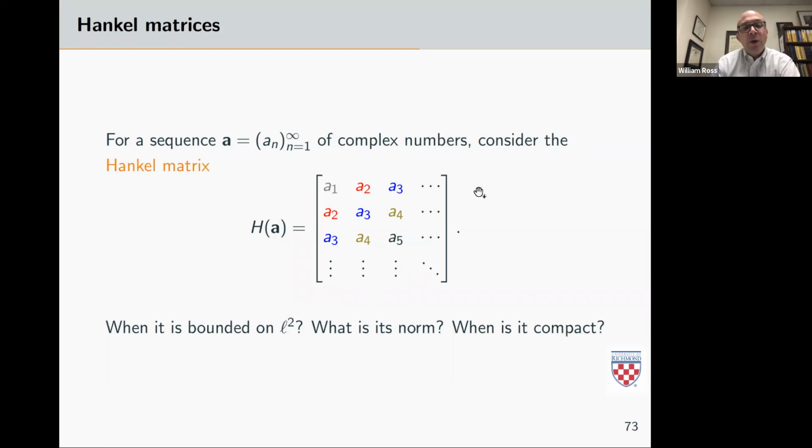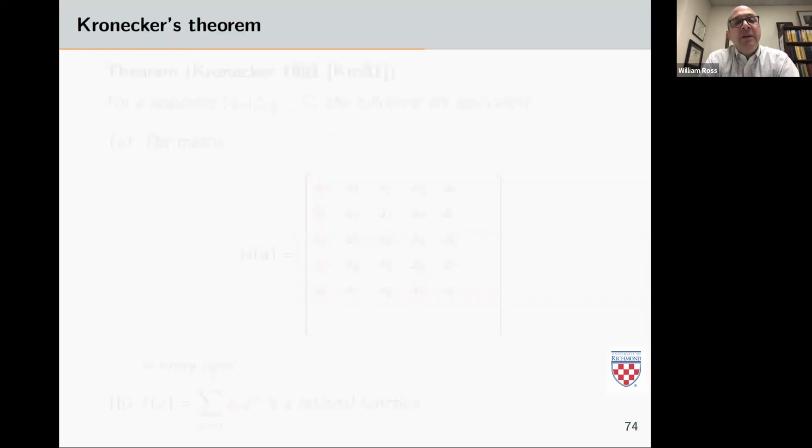All right, so when is this operator a bounded operator on L2? Can I compute the norm? When is this operator a compact operator? Okay, so let me mention a few gems.